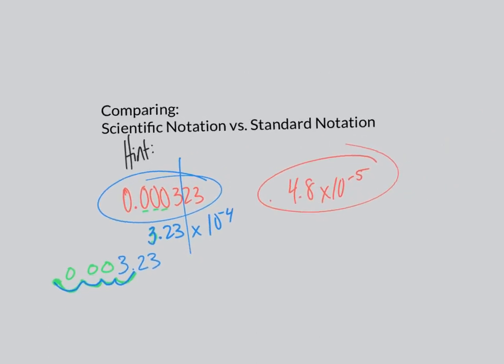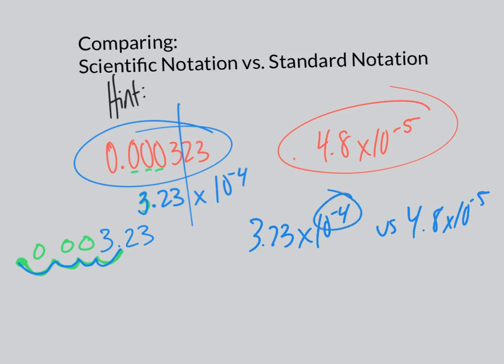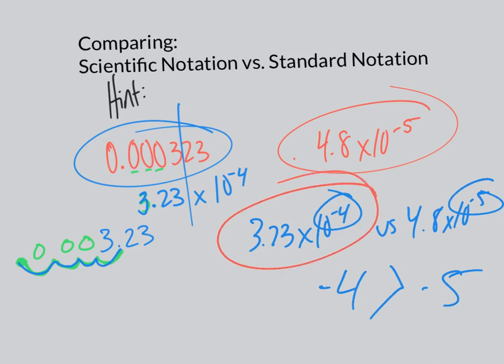If I'm now comparing these two numbers, I go back to my hint. And so now I'm looking at 3.23 times 10 to the negative fourth versus 4.8 times 10 to the negative fifth. And we said that if we have both in scientific notation, the larger exponent gives us the larger number. Well, negative 4 is greater than negative 5. Therefore, the larger number is right there, 3.23 times 10 to the negative fourth.